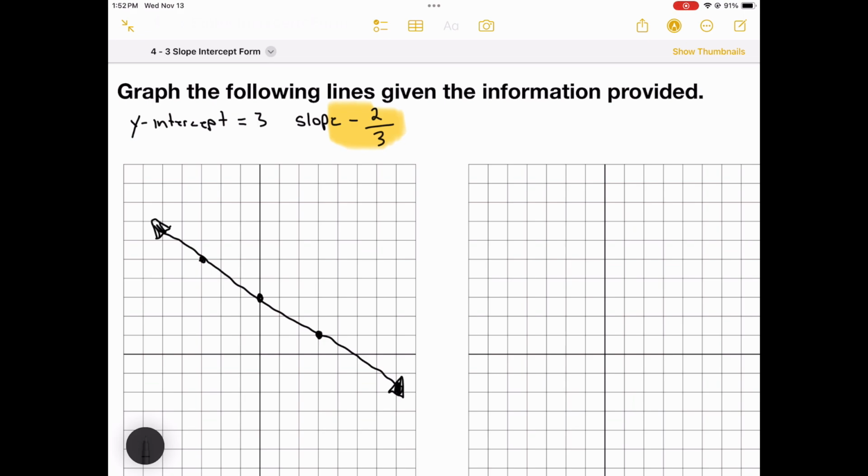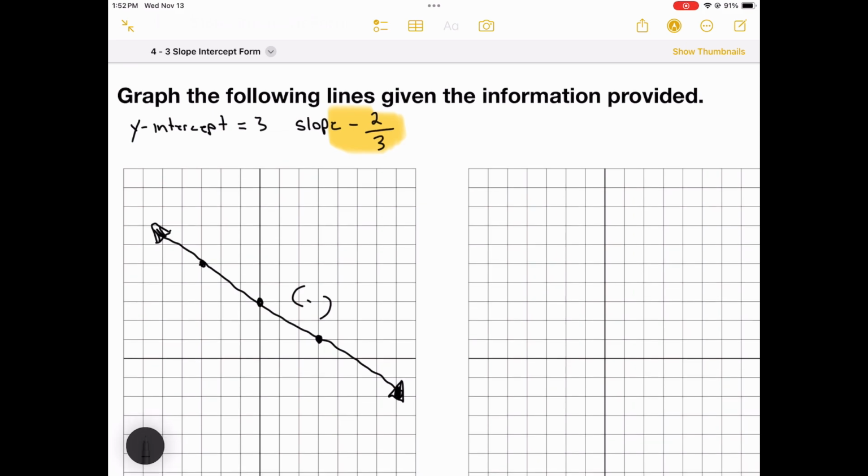Remember, with negative slope, I always like to go down and to the right. If it's a negative slope, to me it makes it easier, but you can also go up and to the left on a negative slope. As long as it's going down the hill from left to right, you got it the right way.